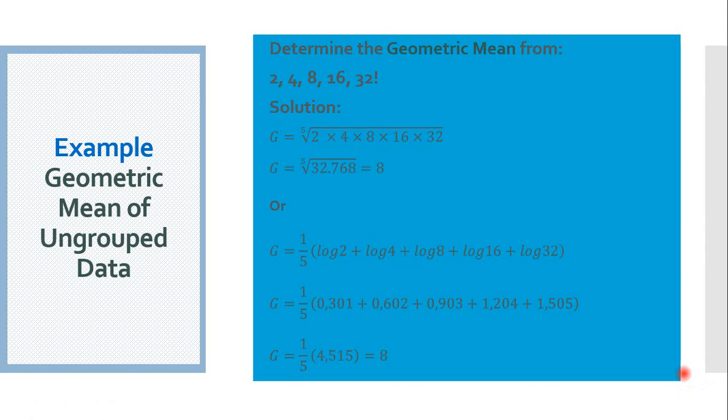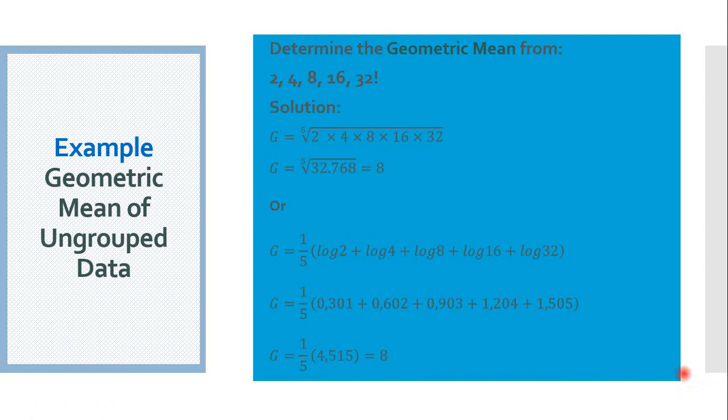We suddenly go to the next slide by chance. This is the example of geometric mean for ungrouped data. We are asked to determine the geometric mean of 2, 4, 8, 16 and 32. So for the solution, we can use the two methods.